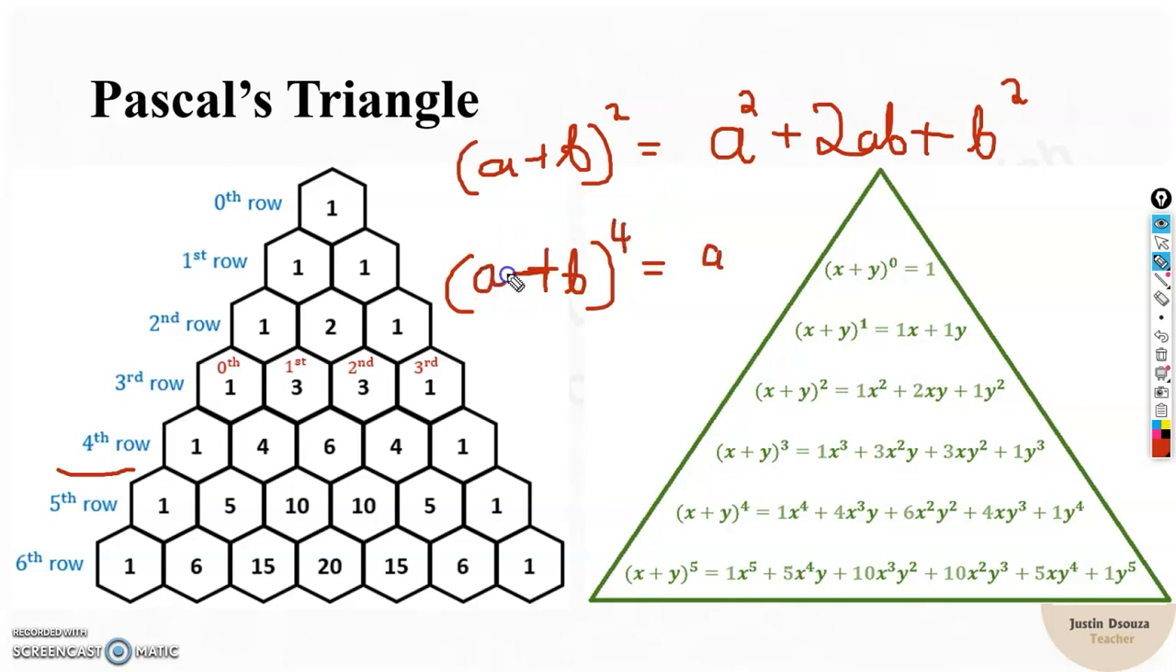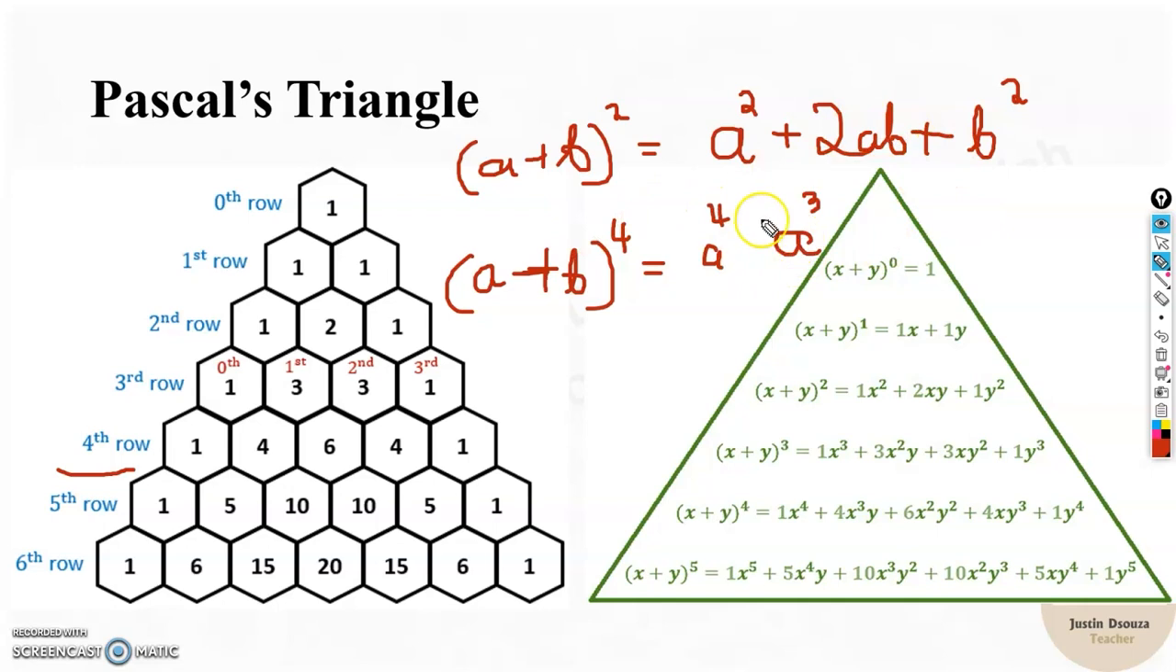In the sense, start the first term with the highest power 4. And then the next term will be with the least power, that is b to the power 0. B to the power 0 is 1, so we don't write it. Okay, next term over here would be a to the power 3. Okay, a to the power 3, 1 less.